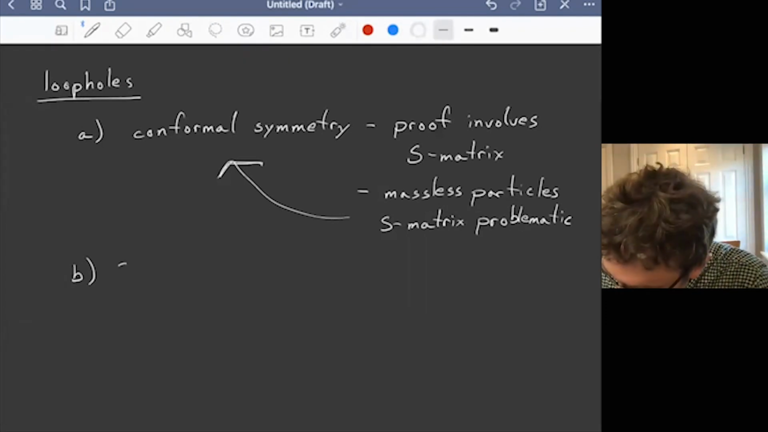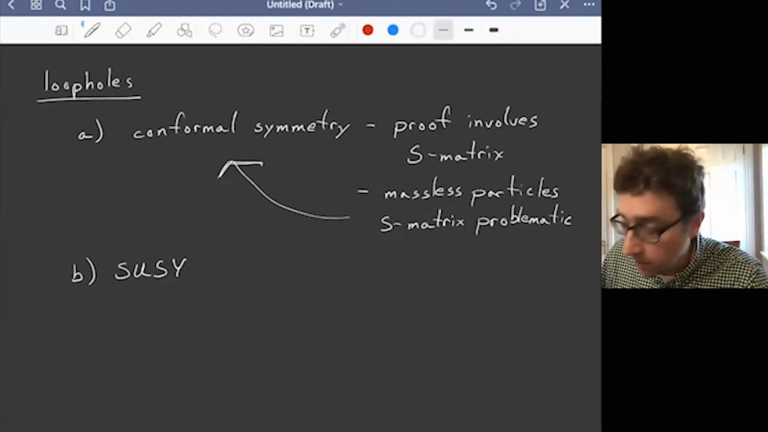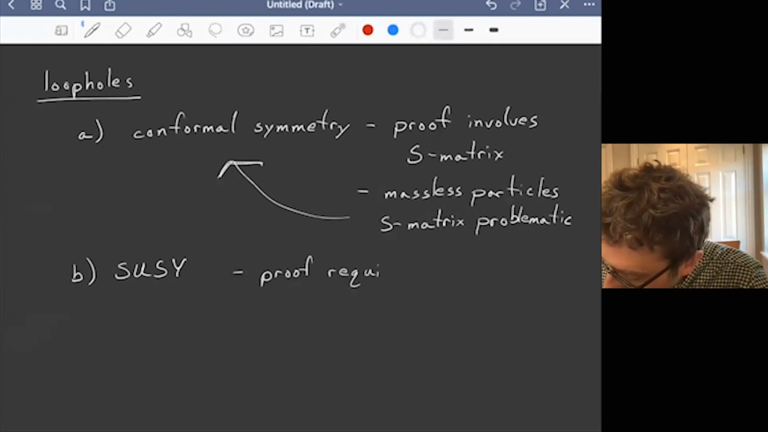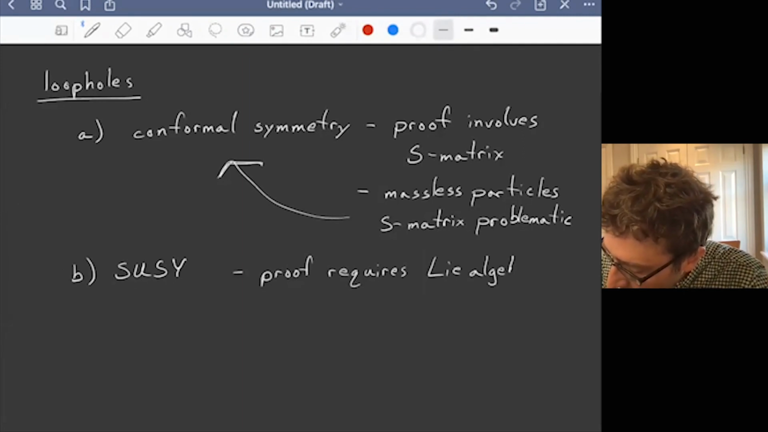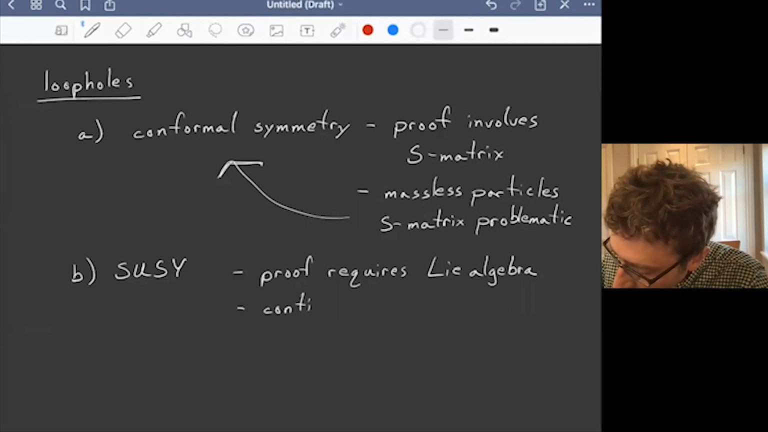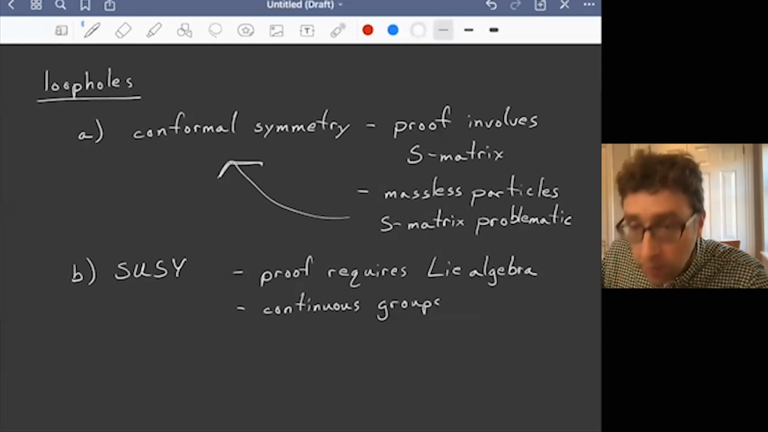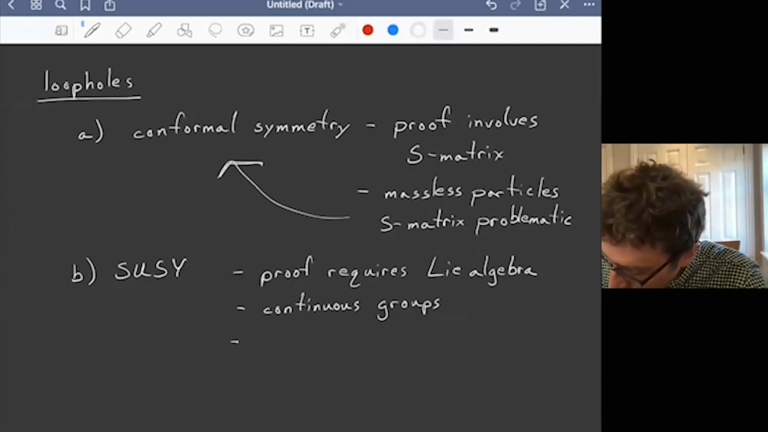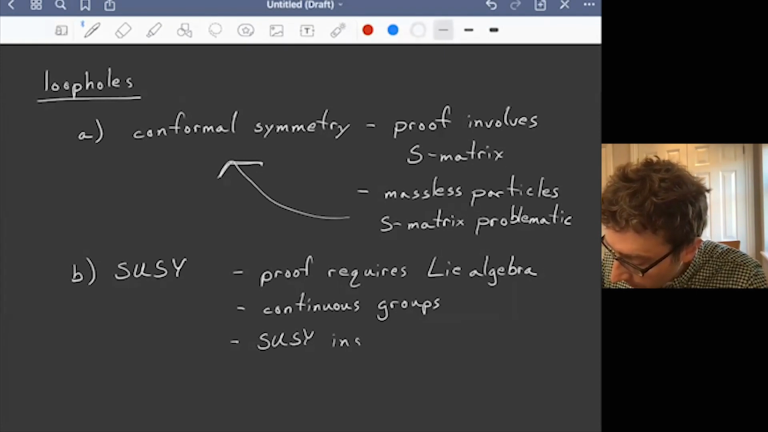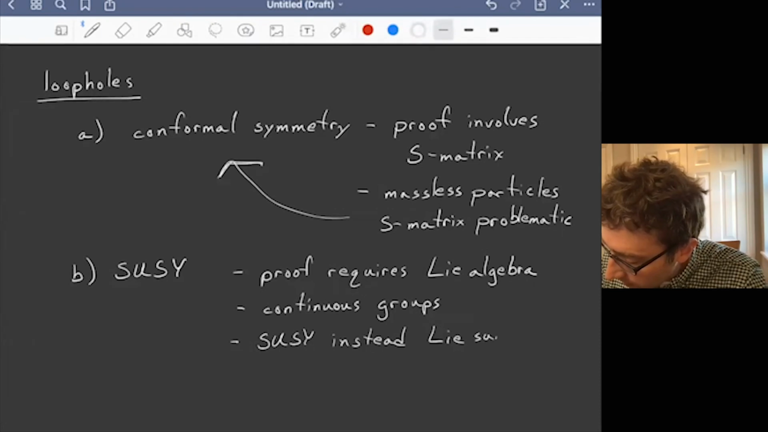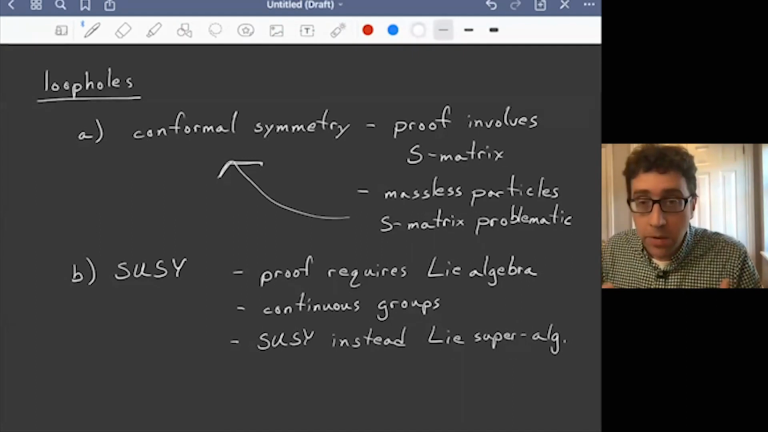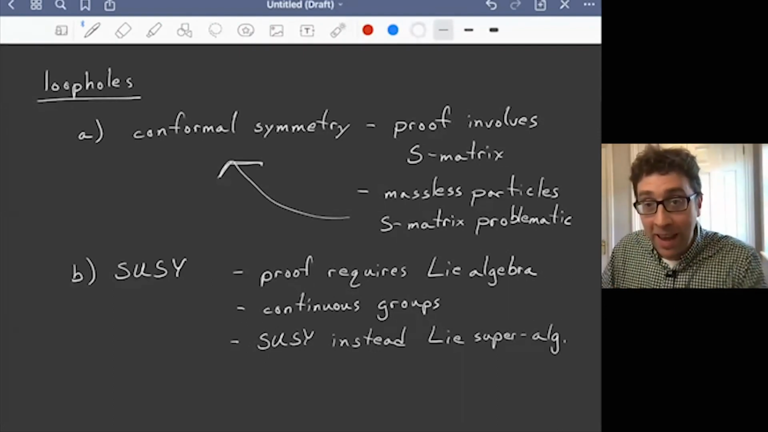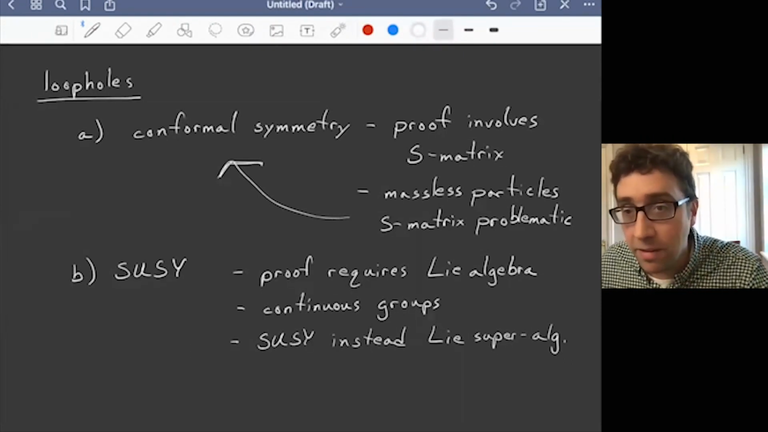There are other loopholes. One which you've been thinking about all week with Professor Bobev is supersymmetry. And here the loophole is a little bit different. The proof of Coleman-Mandula requires a Lie algebra. The statement of Coleman-Mandula is more specifically about continuous groups like SU(3), SU(2), and so forth. And for those continuous groups, there's an underlying Lie algebra, as you probably studied. And supersymmetry does not involve a Lie algebra. SUSY involves instead a Lie superalgebra, something where you take not just commutators of the symmetry generators, but anti-commutators, which is very natural because they're fermions, and you naturally want to look at anti-commutators of fermionic quantities. That's another extremely important loophole. And as you've seen this last week, supersymmetry is an incredibly interesting, very deep topic.